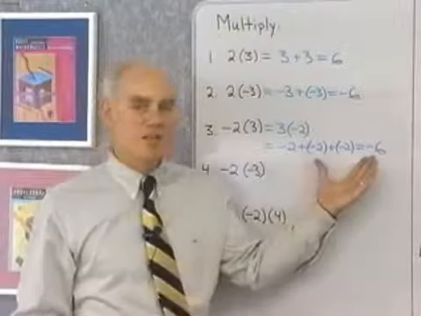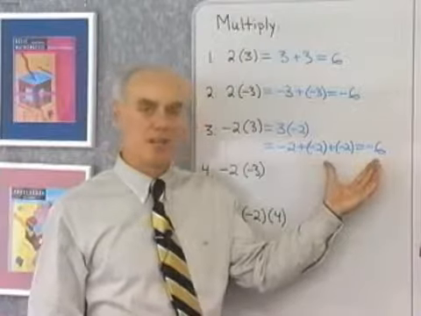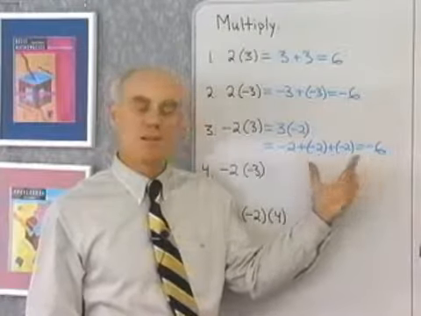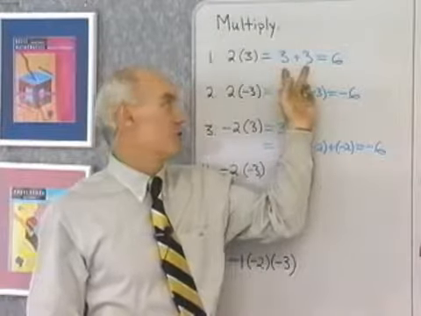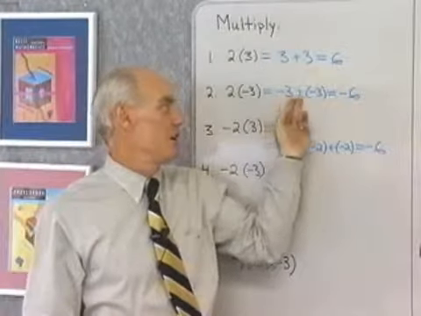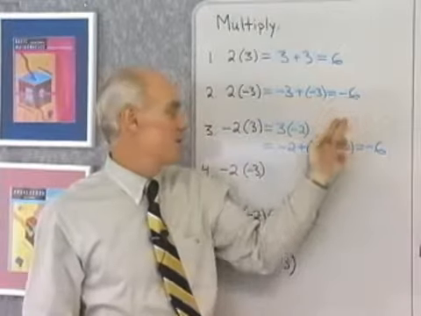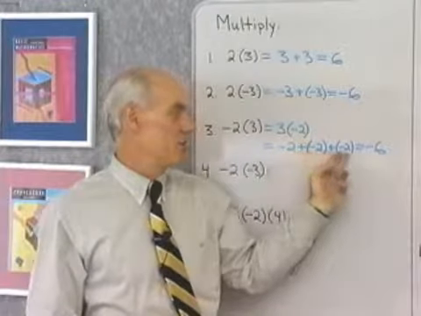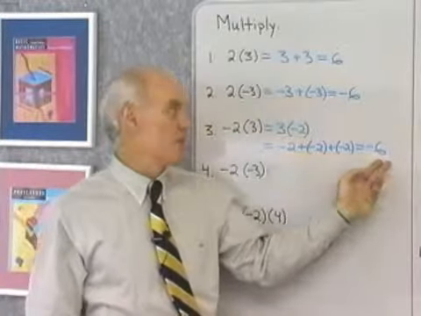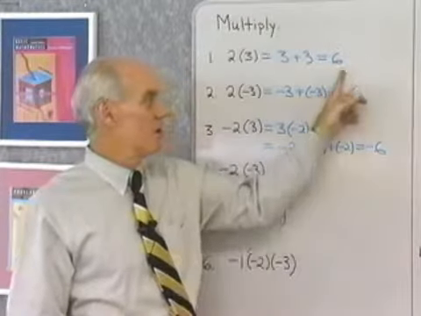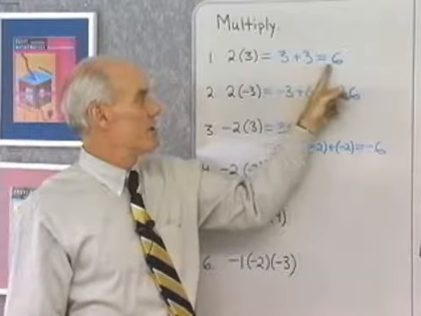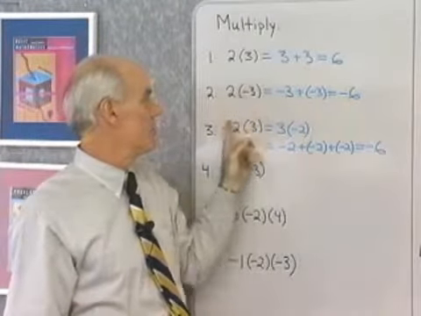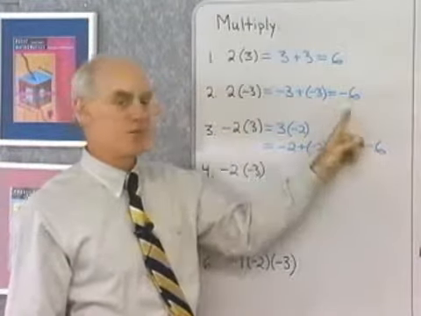So you see, I can justify this rule I have for multiplying positive and negative numbers simply by going back to the definition for what multiplication is. That multiplication is repeated addition. So 3 plus 3 is 6. Negative 3 plus negative 3 is negative 6. Negative 2 plus negative 2 plus negative 2 is also negative 6. So you see, in each case, we simply multiply the two numbers, we get a 6. If both numbers had the same sign, the answer is positive. If the two original numbers had different signs, then the answer is negative.